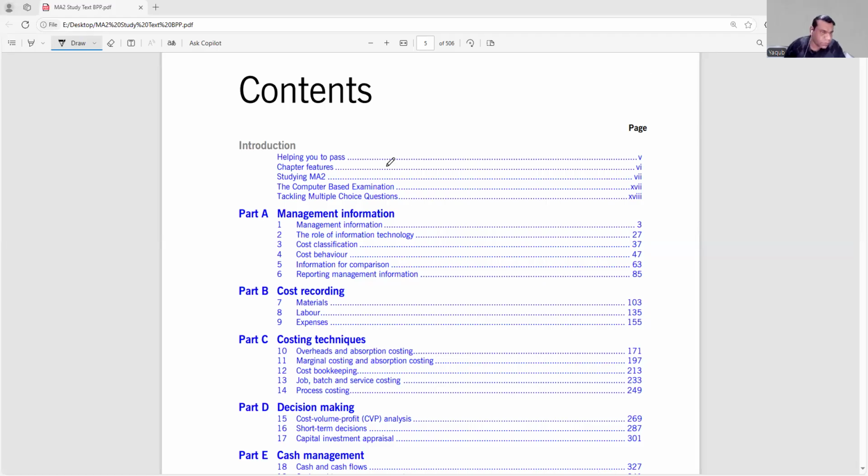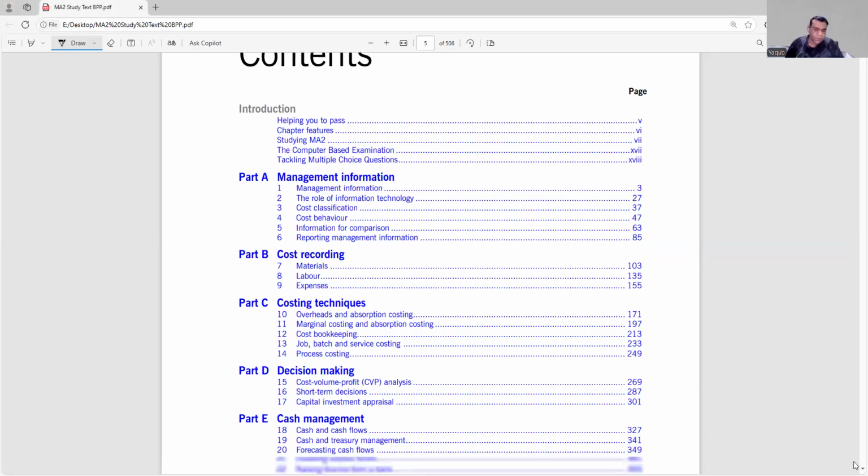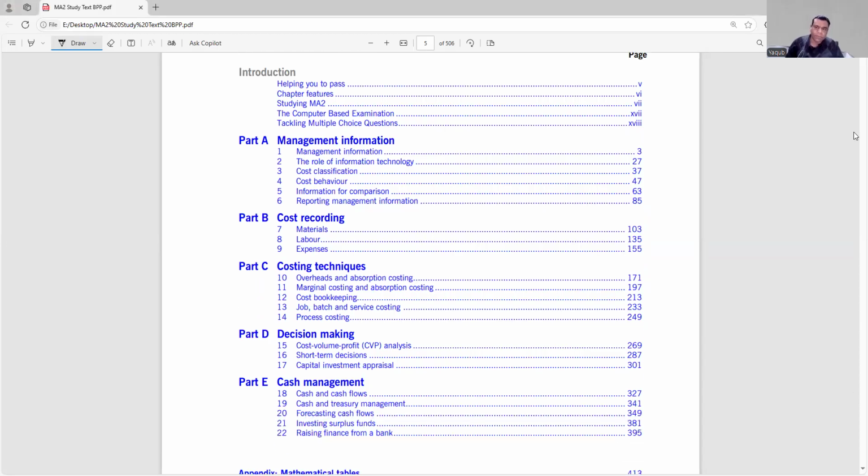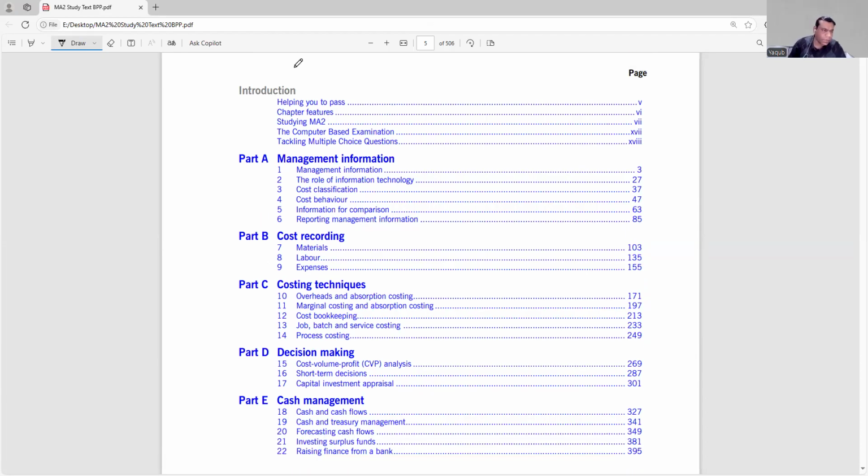Okay, today we are going to start our discussion about MA2, which is Management Information. MA2 is basically one of the papers of ACCA Foundation, which contains seven papers. There are three management accounting or management related papers. First one is MA1. Most of the students, or almost all of the students, when they complete their MA1, then they start studying MA2.